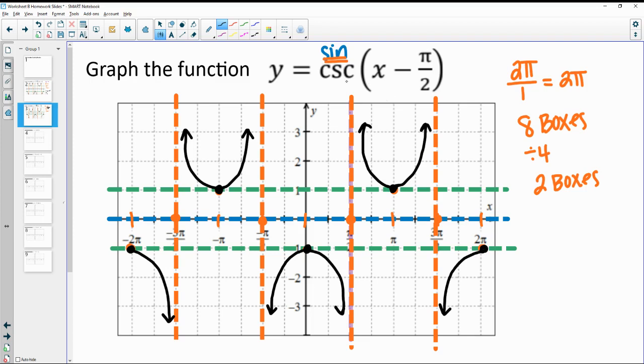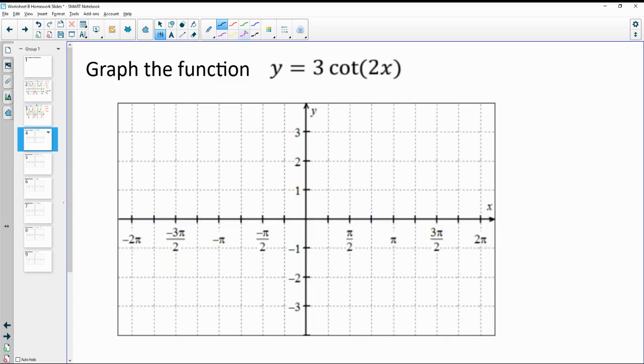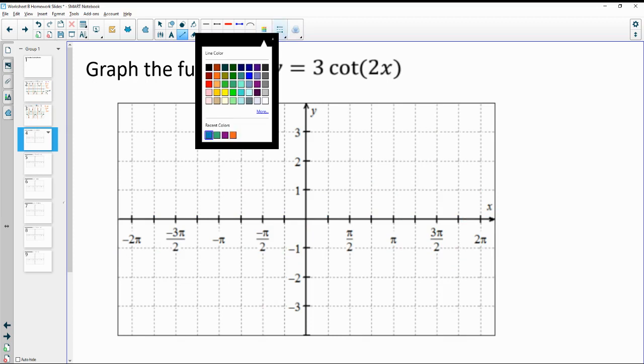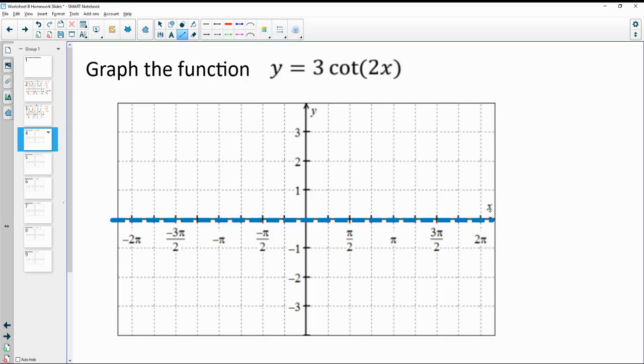And that's your cosecant of x minus pi over 2. Tangent's going to be different. So for tangent, we can still start by getting our little lines in here. So we have no vertical shift, so we're going to be starting at 0.